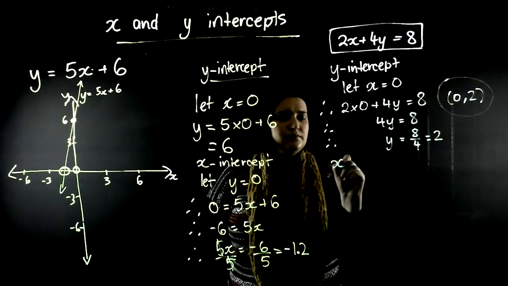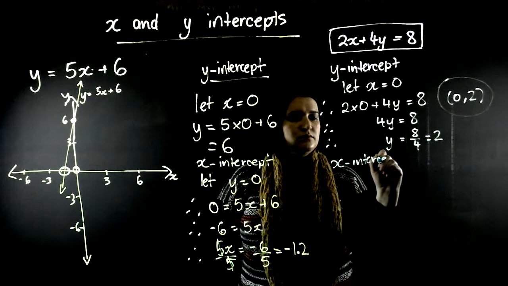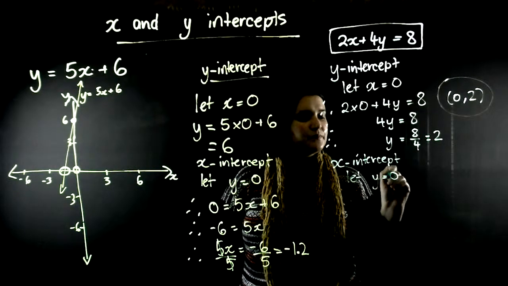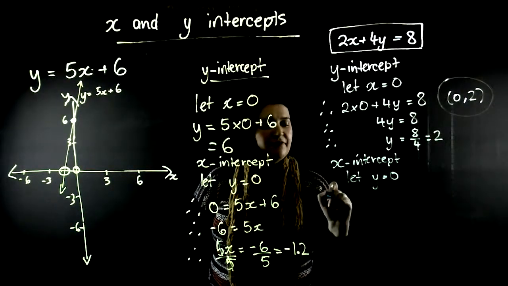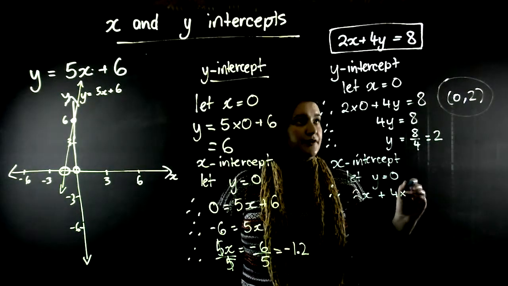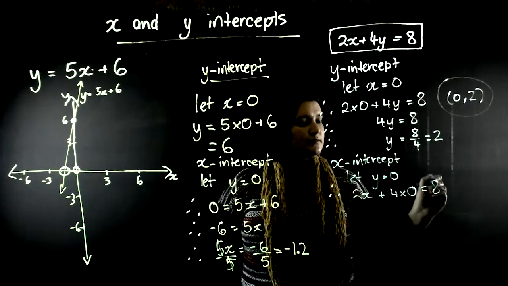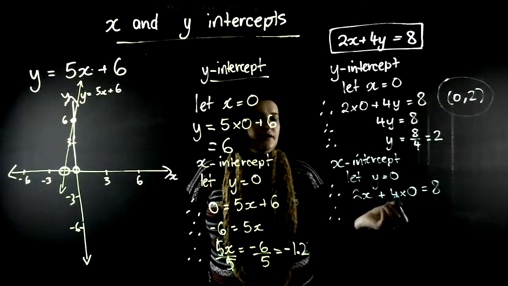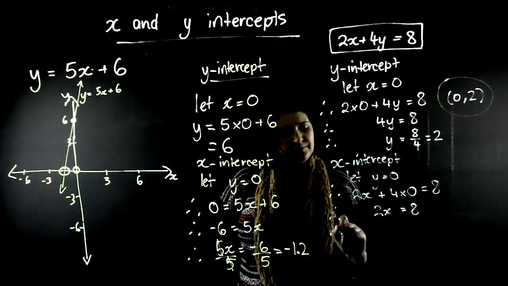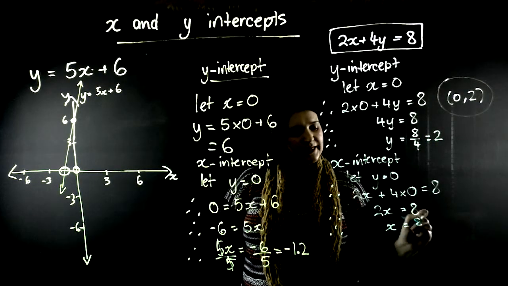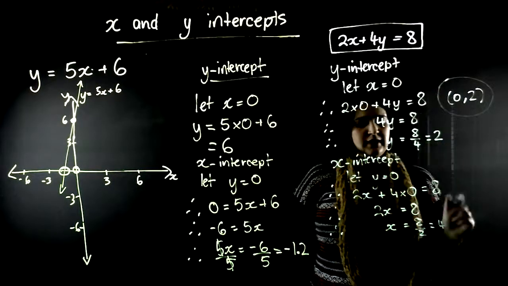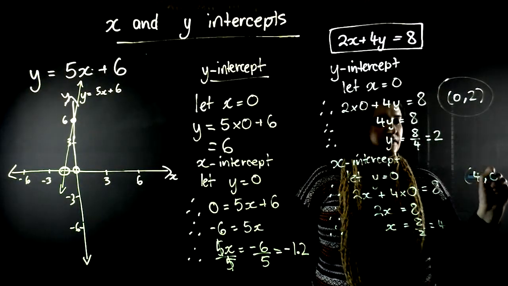X-intercept. We let y equals 0, and I'm substituting 0 in for y. Therefore, 2x plus 4 times 0 equals 8. Therefore, 4 zeros are 0, so this is just 2x equals 8. Therefore, dividing by 2, x equals 8 divided by 2, which is 4. So the x-intercept of this equation is at 4, 0.